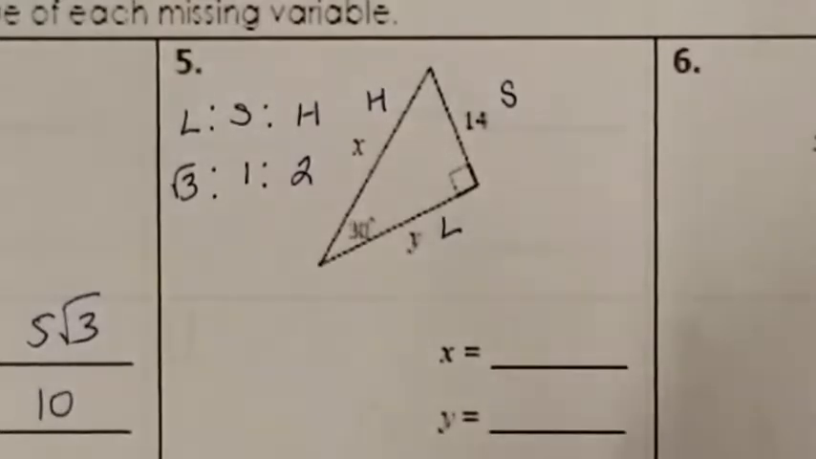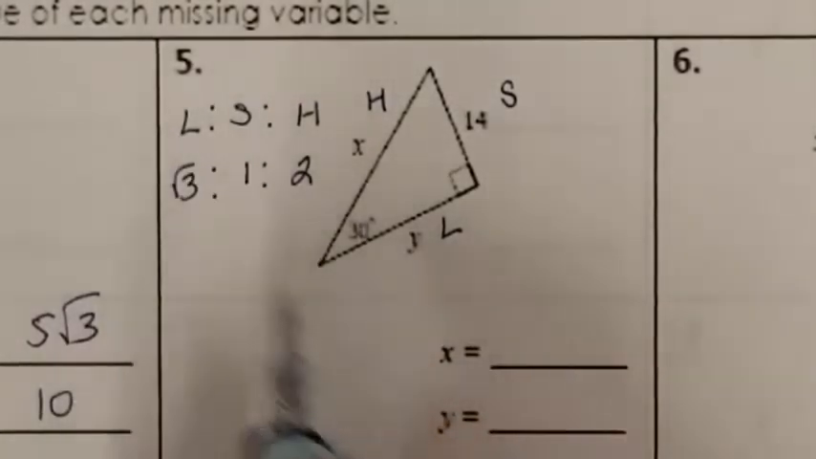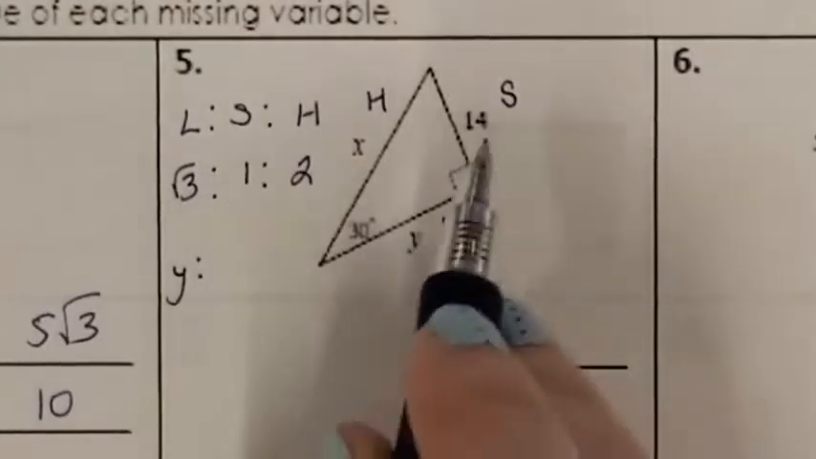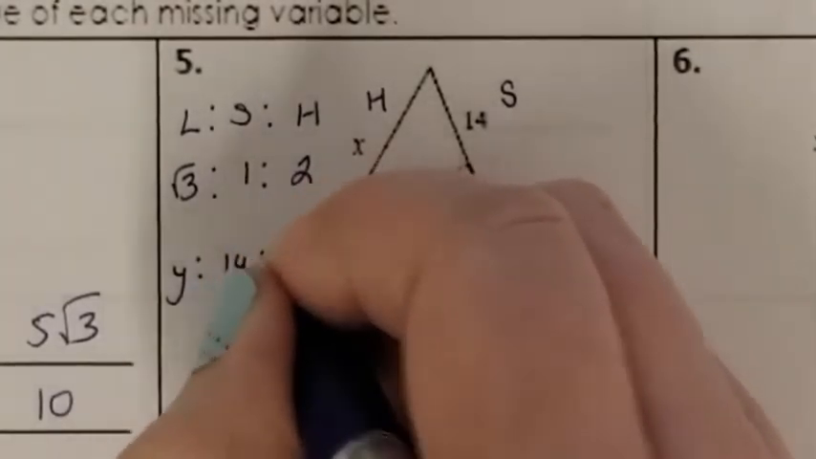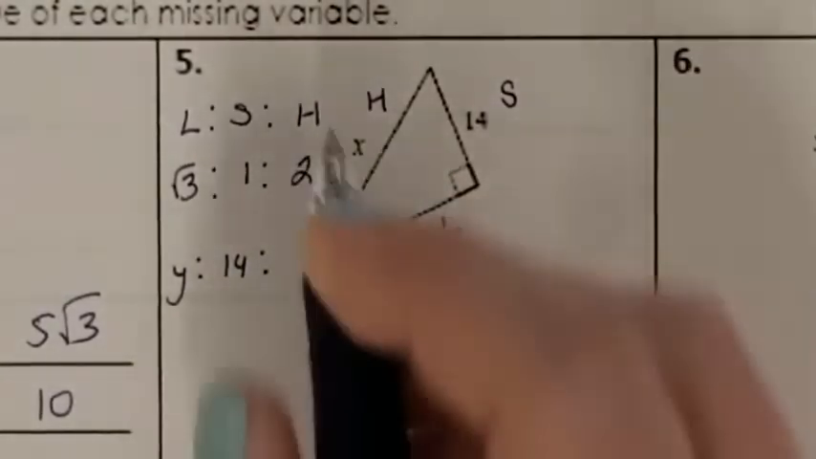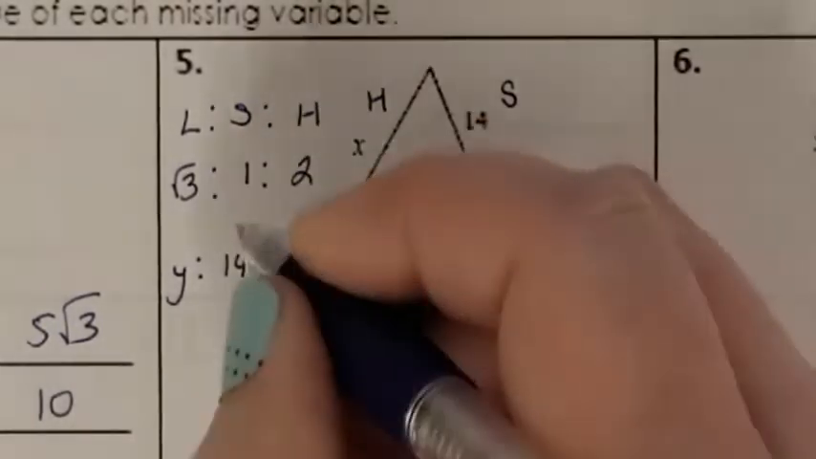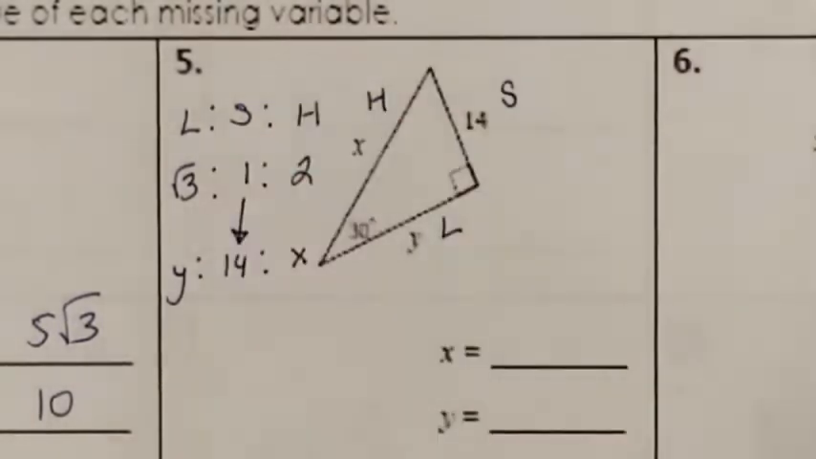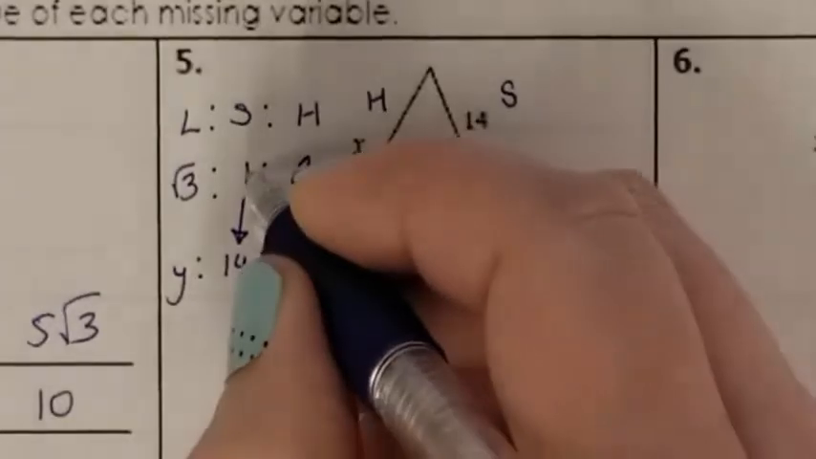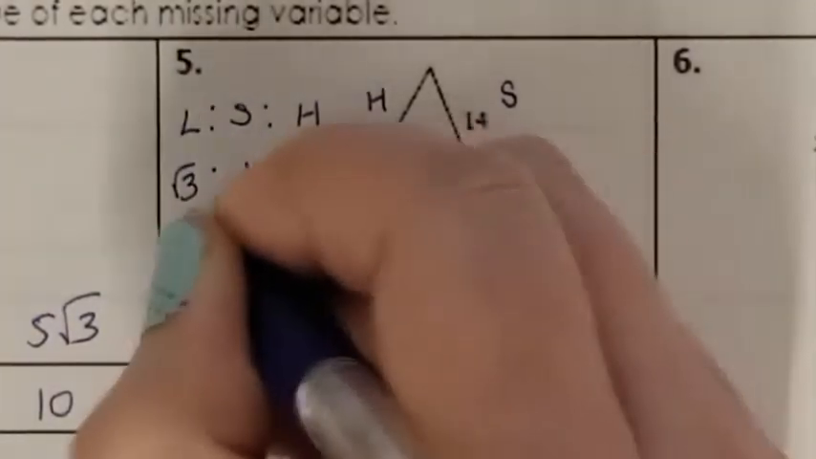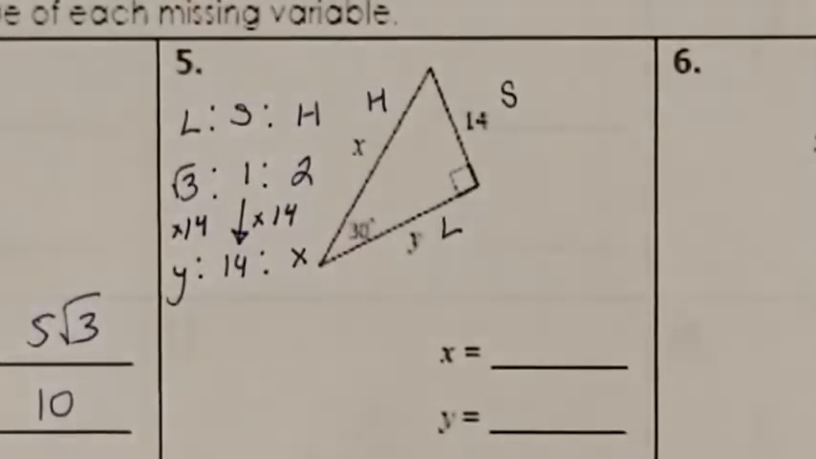But what does my given triangle give me? My long leg, do I know it? I don't, it's a y. My short leg, do I know it? I do, it is a 14. My hypotenuse, do I know it? I don't, it's an x. My short leg is the only ratio that I know. What did I multiply 1 by to get the 14? 1 times 14 gave me the 14. So I know that I need to multiply everybody else by 14.